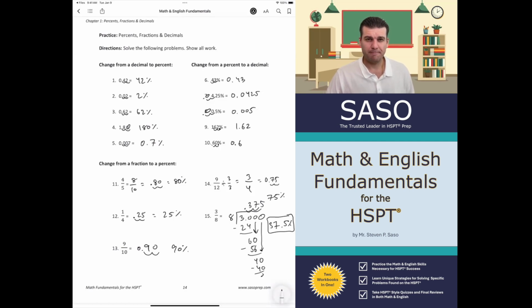So this is a really useful skill for the HSPT. You're going to use it a lot. And as we said, there are a few fractions that you want to have memorized as a decimal just to save time.